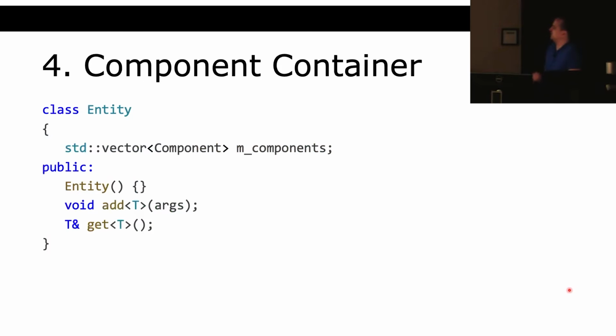The next way we could think about, so the fourth different way, is to have some sort of component container, right? So this seems reasonable. I'm going to have a vector of components. That's going to be my M components here. And then I'll have functions like, I want to add a type of component to this. I want to get a type of component from this.